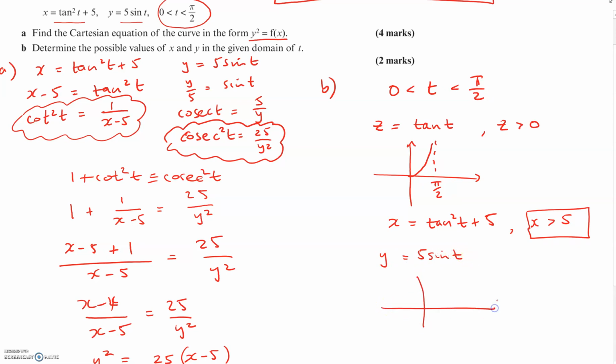Again, think about what that graph looks like. For sine, it goes up like this, and then at the point pi by 2 it reaches its peak, which in this case is 5. So again, could be anywhere between 0 and 5. So y is between 0 and 5. Okay, so that's question 10.